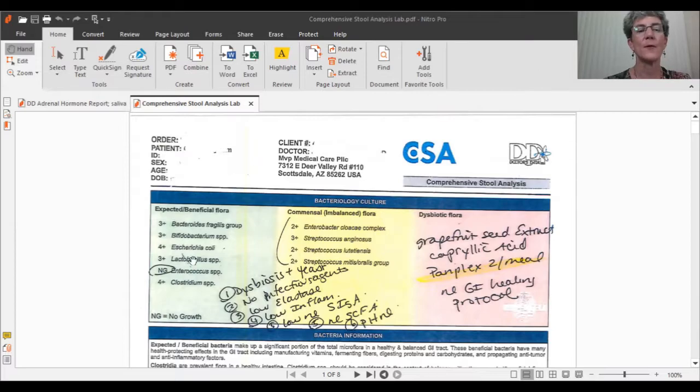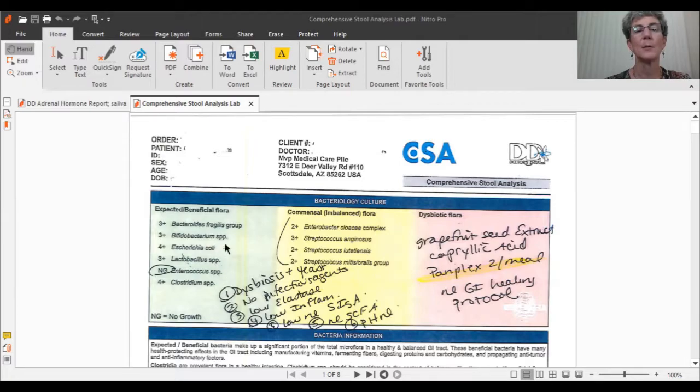So first off, when you look at your stool sample, we're looking at the expected or beneficial flora. All of these should be 3 to 4 plus in number. Any NG means no growth, or 1 plus or 2 plus is too little. Frequently, I see Bifidobacterium and Lactobacillus really low.